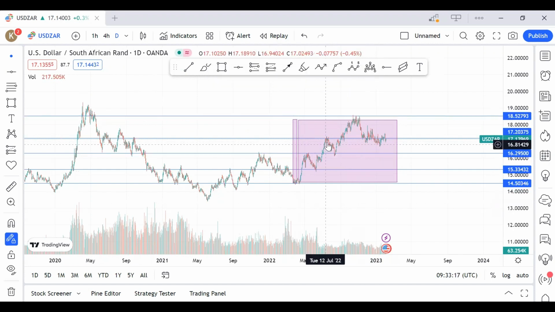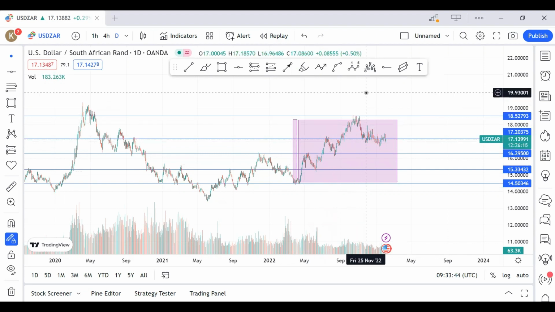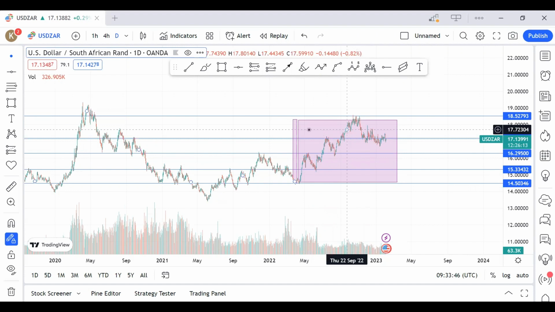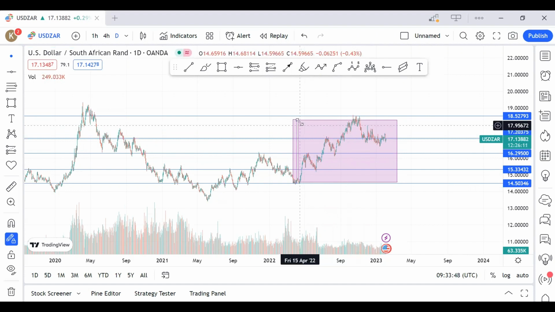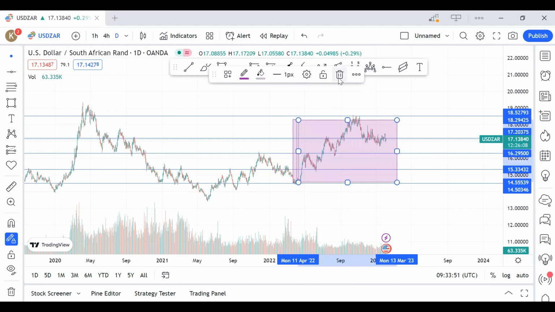Coming here, the reason I placed my zone here is that I can see this created a high, hence why I placed my zone there. And here it also created a high. Here, the reason I created this zone is that it created a low at this point, hence why I placed my zone here, here, and also placed my last zone here. Okay, let me remove this for now because you can see what I did.